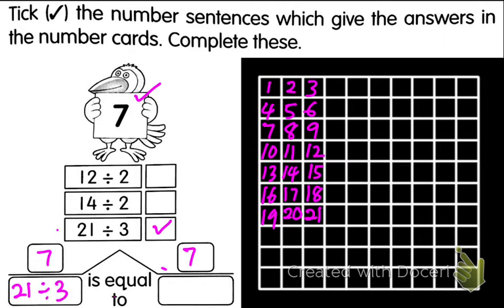Okay, find the next number sentence that is also equal to 7. Let's check 14 divided by 2. 1, 2, 3, 4, 5, 6, 7, 8, 9, 10, 11, 12, 13, 14, yes.